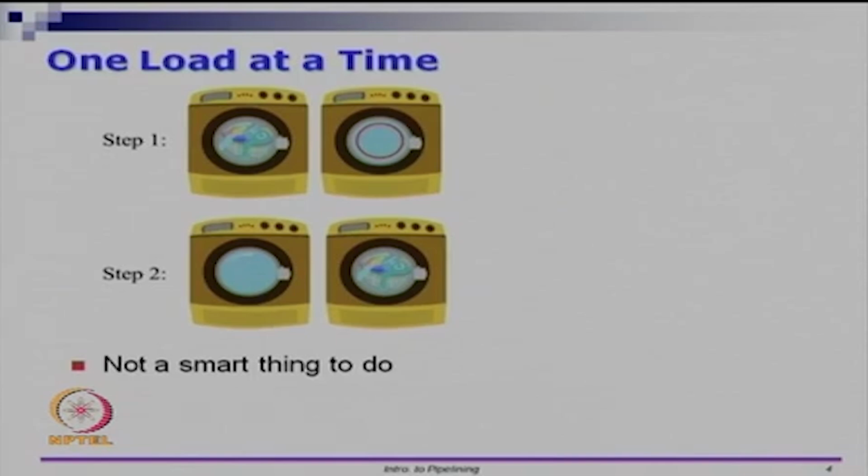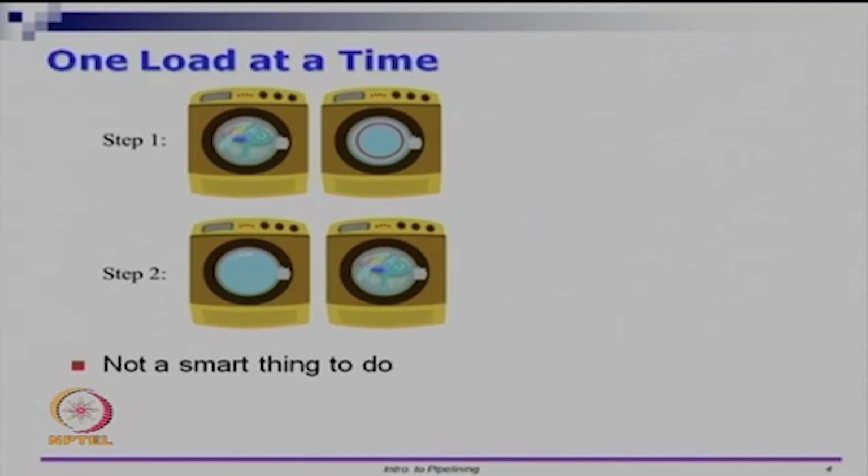If we do one load at a time, then we can load the clothes in the washer, and it is going to take 30 minutes, and during that time the dryer is not going to do any work. Once the wash is over, I have to take the clothes from the washer and put them in the dryer, that is step 2. When the clothes are drying, the washer is not really doing anything. So, clearly this is not a smart thing to do.